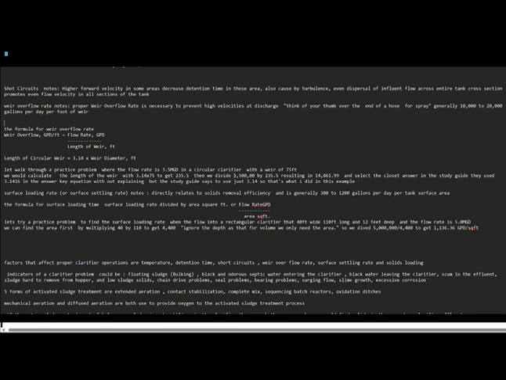When we divide that by 3,500,000, or we divide the 3,500,000 by 235.5, resulting in 14,861.99. And again, select the closest answer in the study guide.